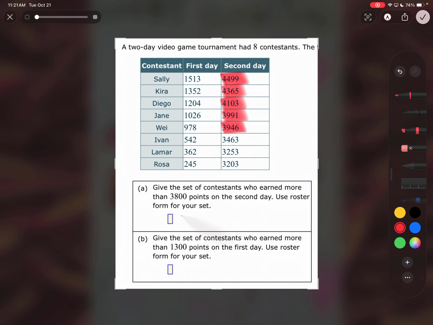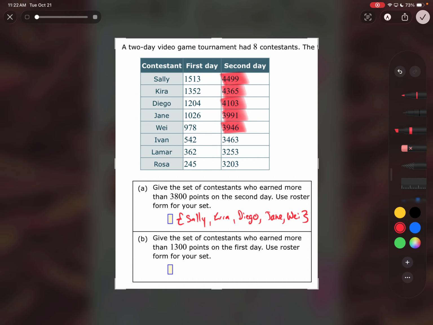So, I should have looked at the answer to this. I believe, anybody done this one yet? I believe you need to put it in brackets. Kira, Diego, Jane, and Away. Okay, I think you need to put it in brackets because it's a set. We'll double check that, but since it is a set, you got to list them all out.